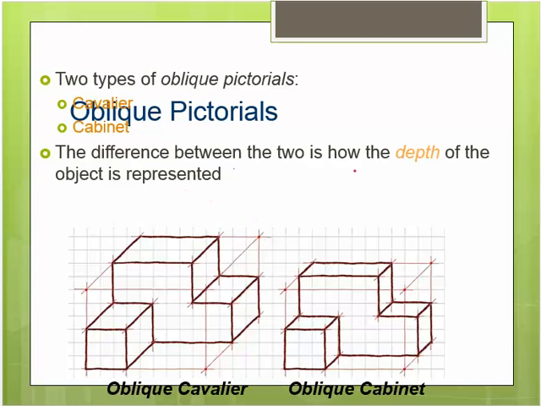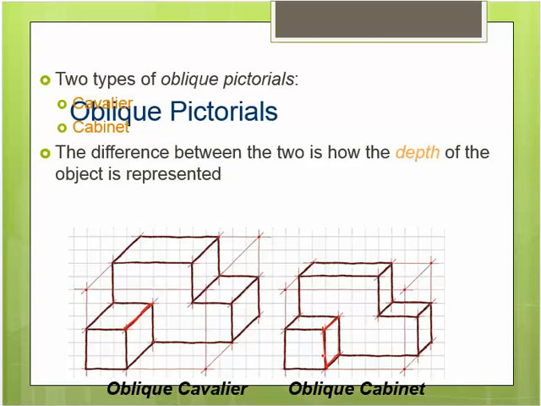The difference between the two is the depth of the object that's being represented. These are both the same object being represented. The difference here is the depth. In the cavalier, if you can notice here, they've gone back 2 blocks. So maybe you measured it to be 2 centimeters. So they went back 2 blocks to represent that 2 centimeters. Well, what that does is it gives it kind of a distorted look. This doesn't really look square. And with an oblique cabinet, if it's 2 centimeters of depth, they're only going to go back 1 block, and that gives it a much better appearance of being square.